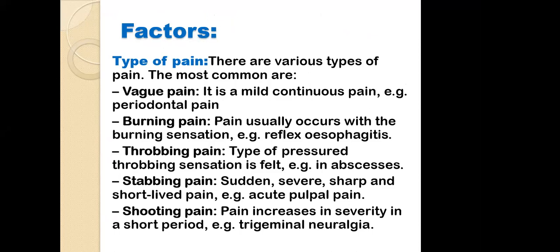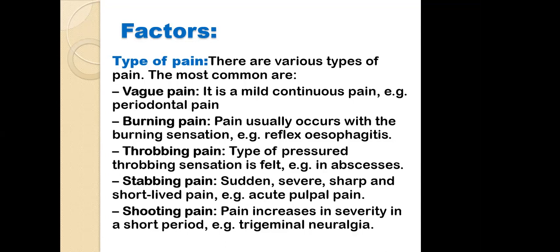Yeah, so to continue with some of these factors you need to consider, you want to look at the type of pain. There are various types of pain. Most common is vague pain. It's mild, continuous. Example is periodontal pain. Burning pain usually occurs with a burning sensation, e.g. reflux esophagitis. Then throbbing pain, a type of pressure throbbing sensation.